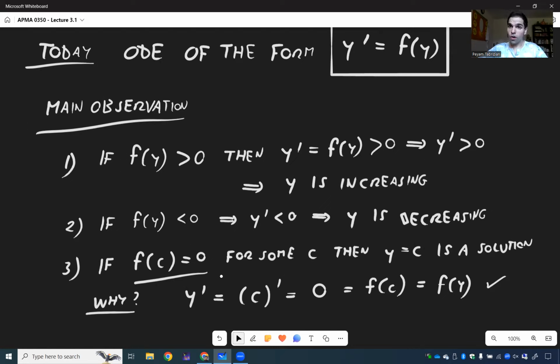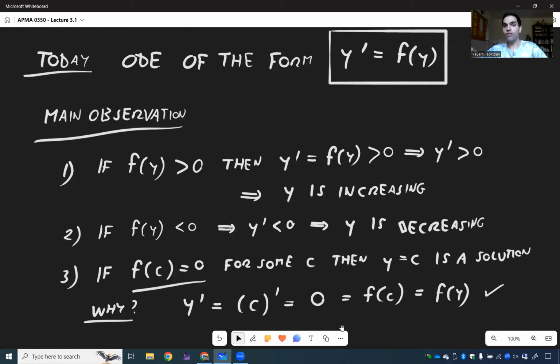So what's the moral of this? In order to study those autonomous differential equations, all we need to figure out is the sign of the right-hand side. If the right-hand side is positive, our function is increasing. If it's negative, our function is decreasing. If it's 0, then our function is constant. And now we will see a very prominent application of this called the logistic equation.